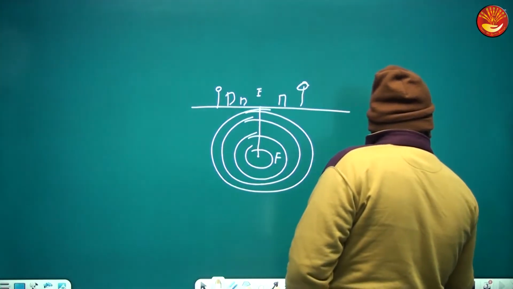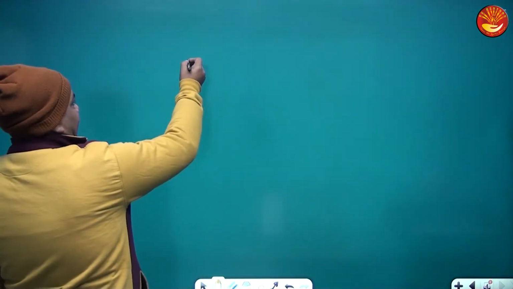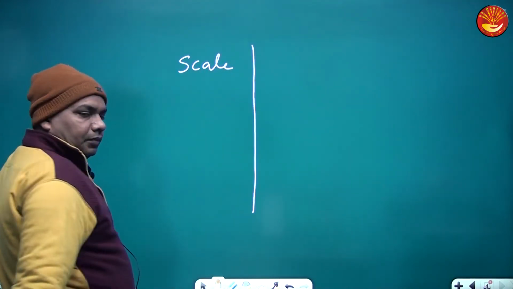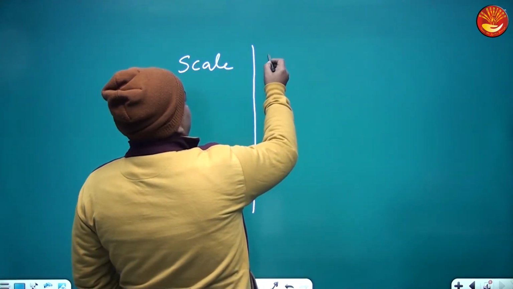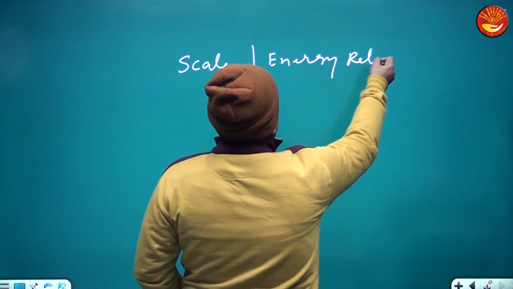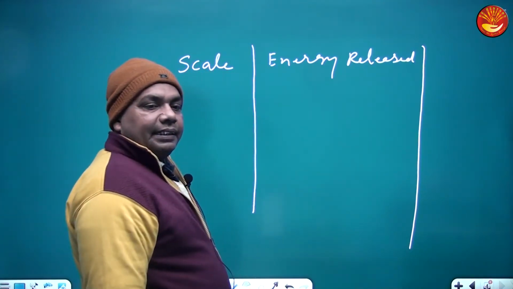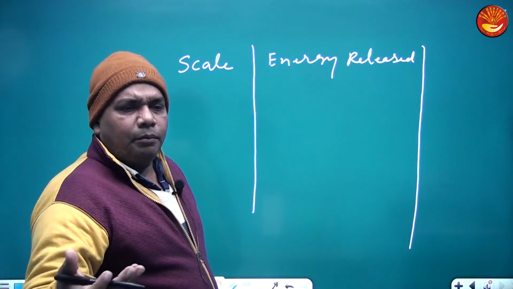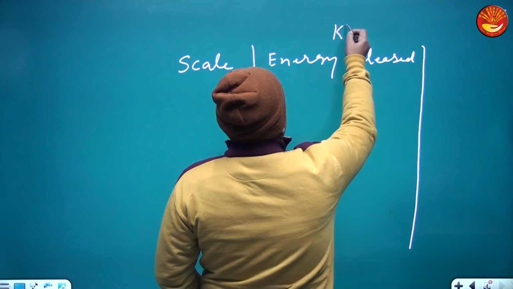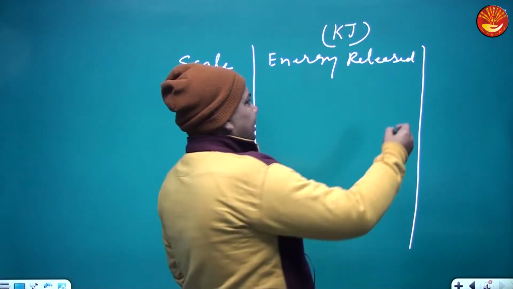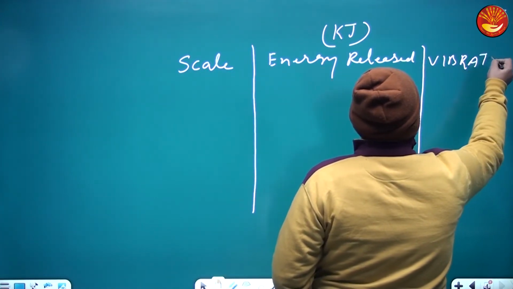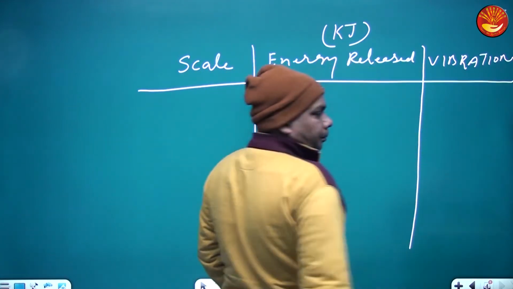So how does the Richter scale actually function? Just try to understand, guys, how it works. What is the basic functioning of the Richter scale? Usually in UPSC, this question is asked once or twice in previous year papers, how the Richter scale actually works. First of all, suppose this is a scale, then we have energy released, and you are well aware energy is measured in joules, and a greater quantum of energy is measured in kilojoules. And the third component is vibration. So let's see.